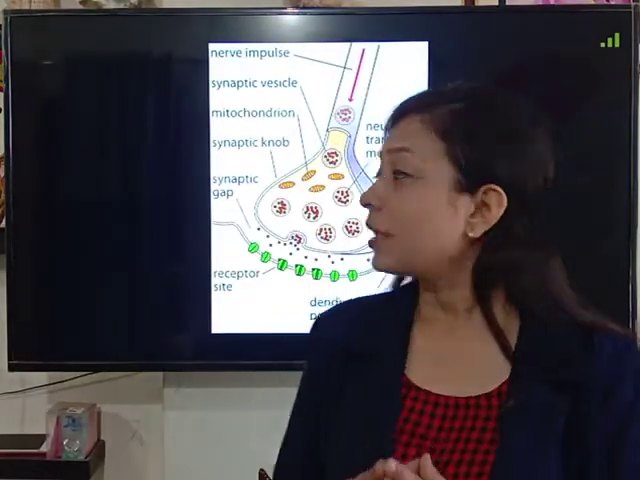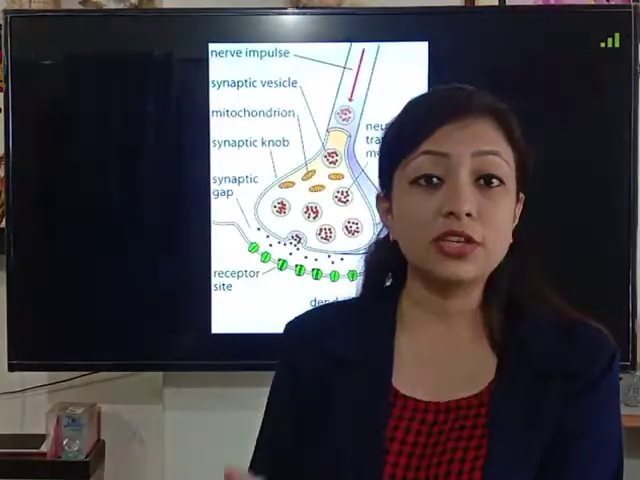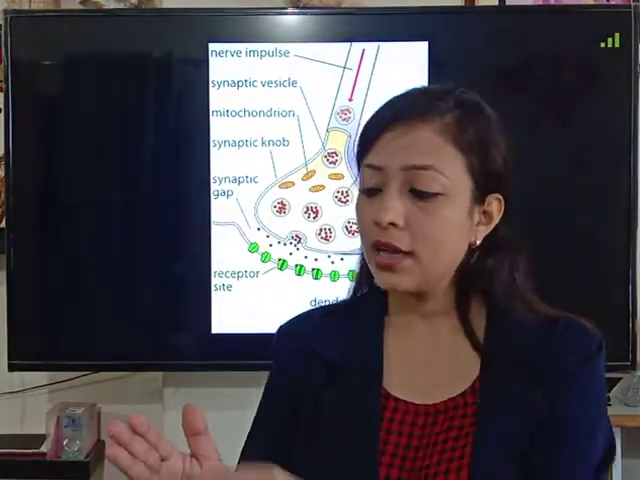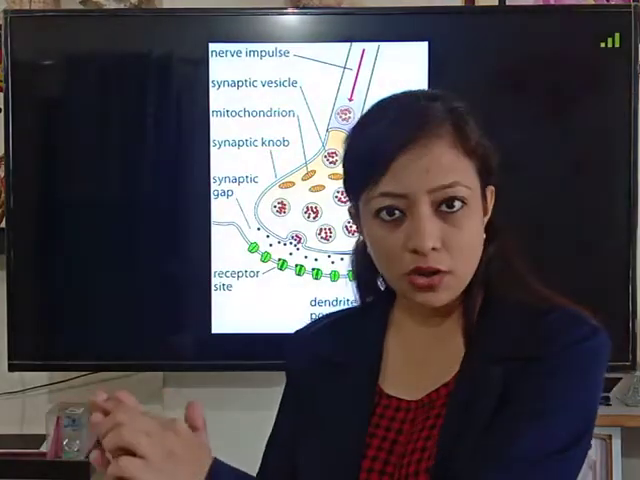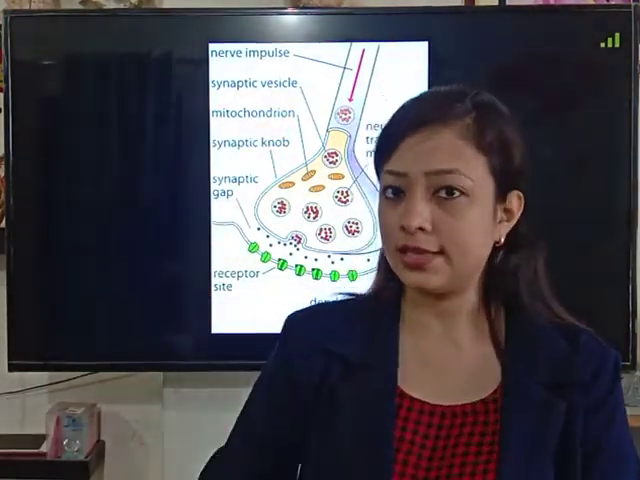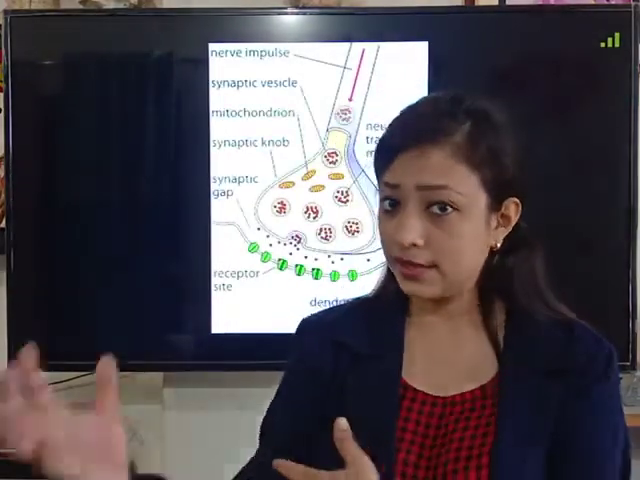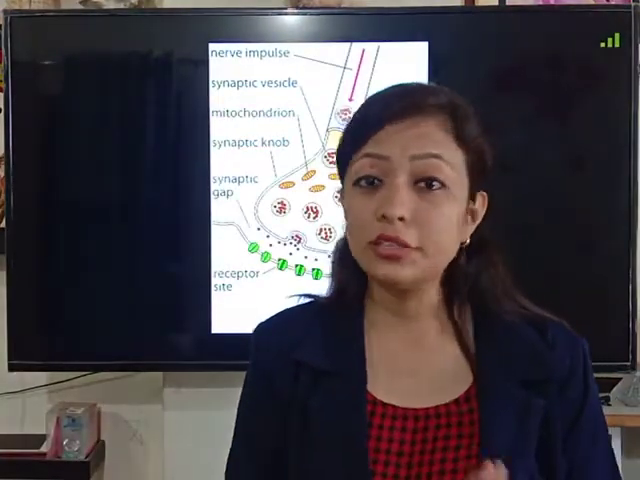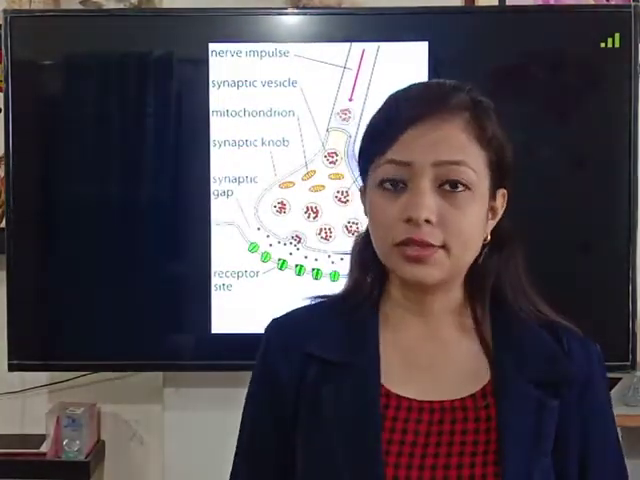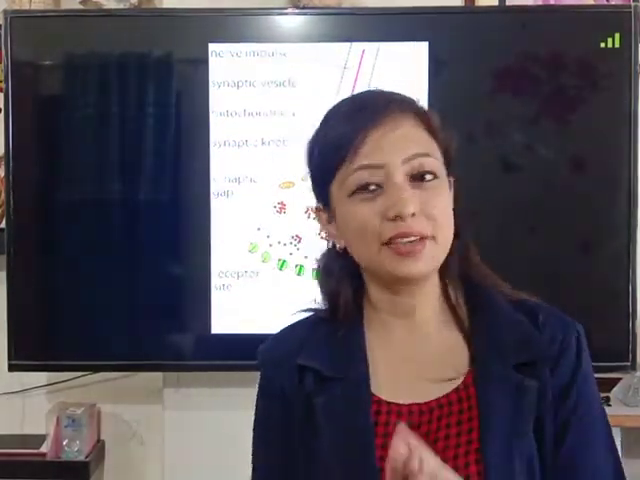Now, for example, if you touch any hot utensil, the message of that hot utensil is carried by the nerve from our receptor organs up to the central nervous system, that is the spinal cord, especially in this example. From the spinal cord, this message is then carried to our muscle cell, and hence the muscle cell contracts and we automatically pull our hand away from that hot utensil. Now in this process, what exactly happens in between the two neurons is what we are going to study today.